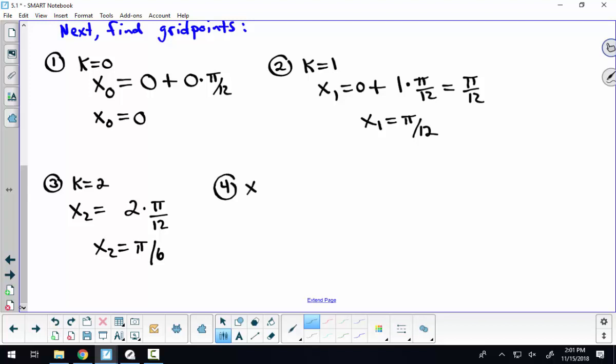Fourth grid point when k is equal to 3. We have x sub 3 is 0 plus k times delta x, 3 times, wait, what was our delta x? It was pi over 12. So 3 pi over 12, which is pi over 4.